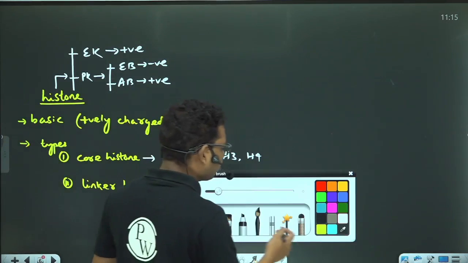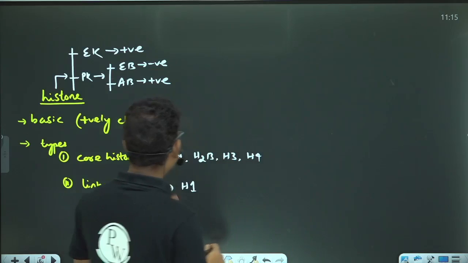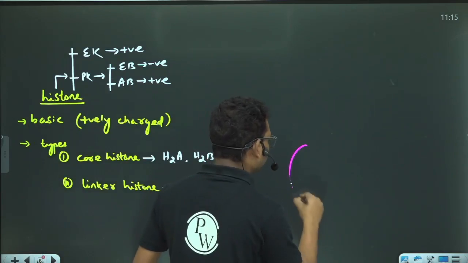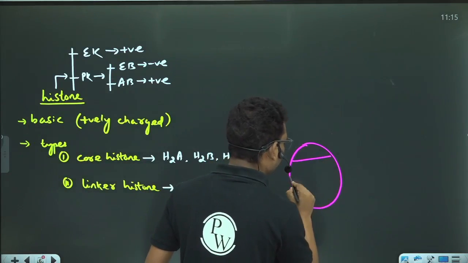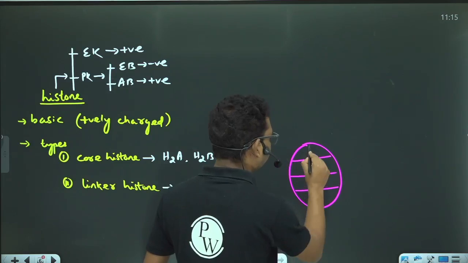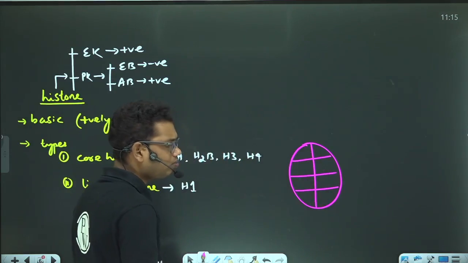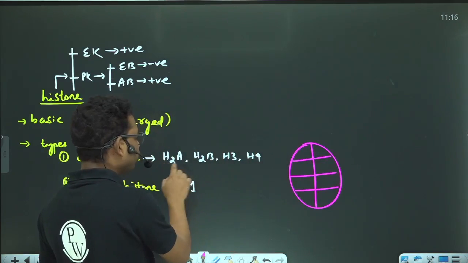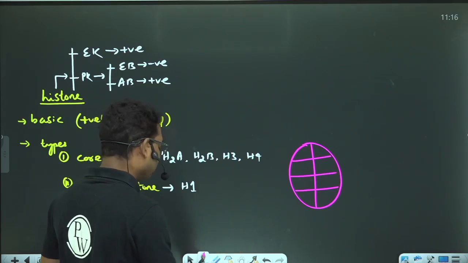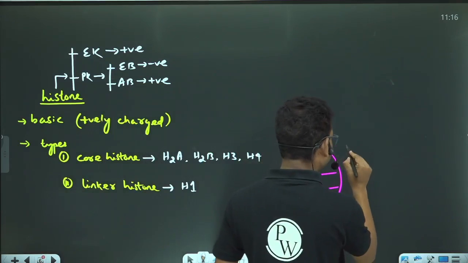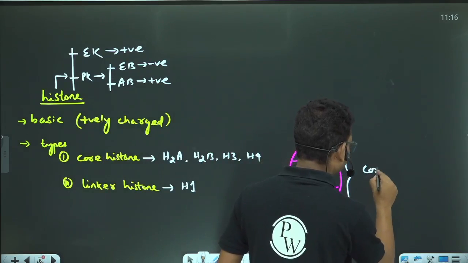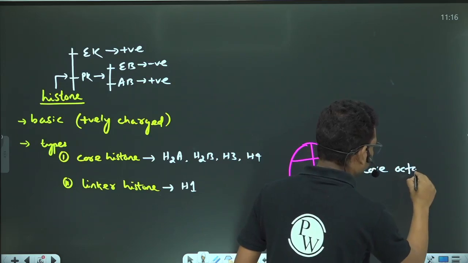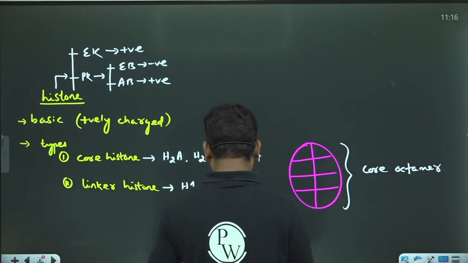So suppose I'm having 8 histones, 2 copies of each of these 4. Suppose these are the 8 histone molecules. These 8 histone molecules of H2A, H2B, H3 and H4, they are called as core octamer. Core histone octamer. You can call it as core histone octamer.